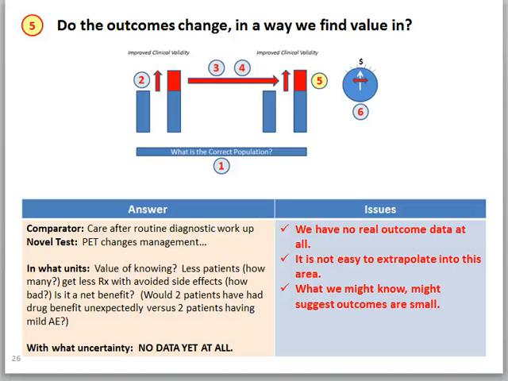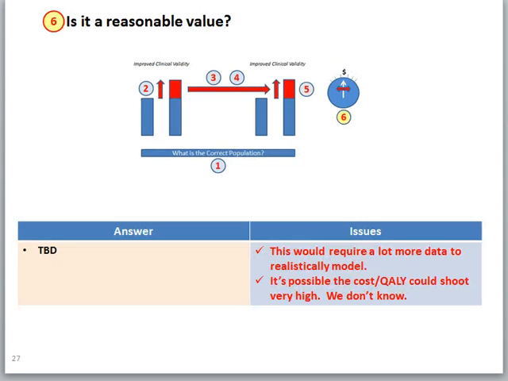So we don't have a lot of quantitative data on that yet. So it's not easy to extrapolate in this area in terms of how the patients are better, in what units, how much, and with what uncertainty. Is it a reasonable value? That's to be determined. You would need more data probably to do a pharmacoeconomic model.